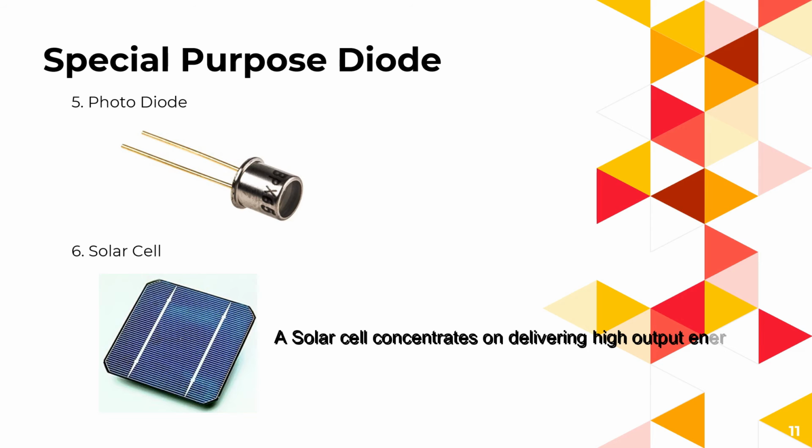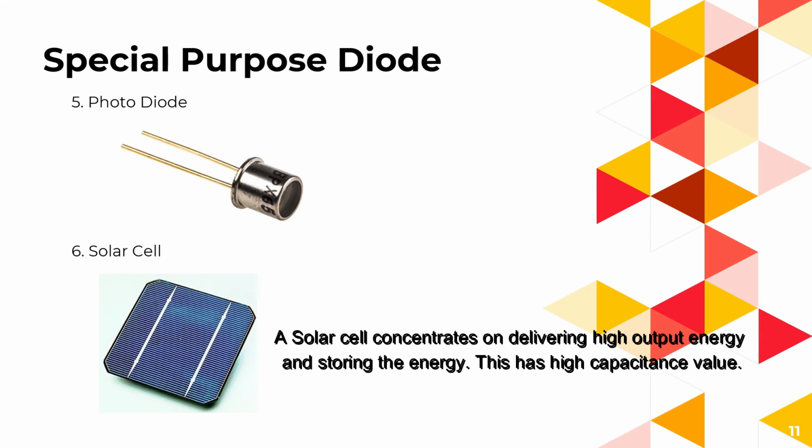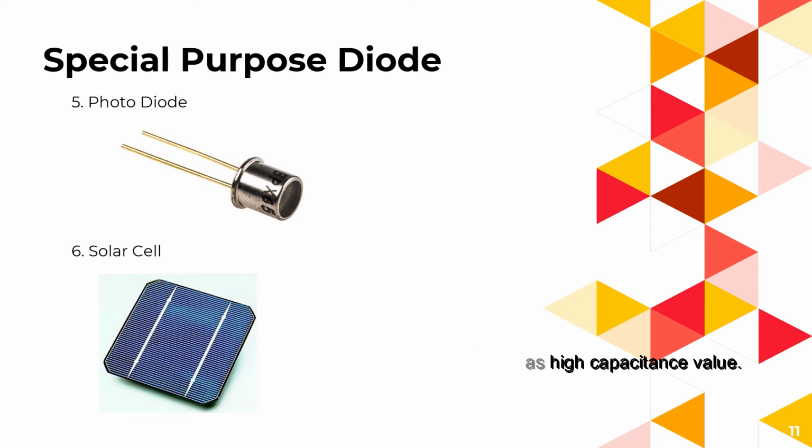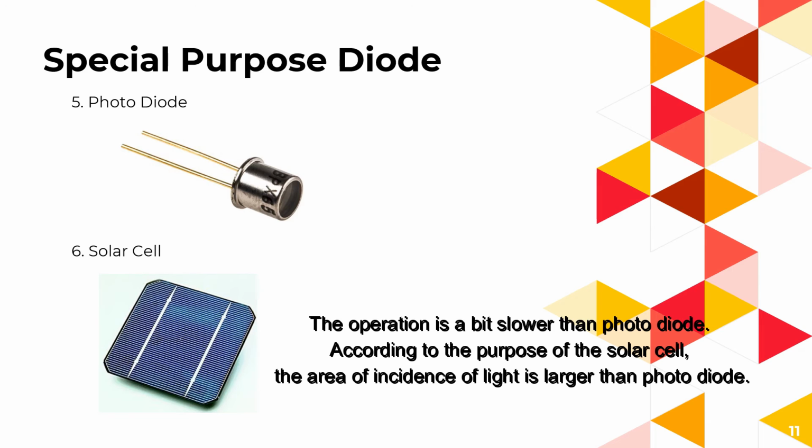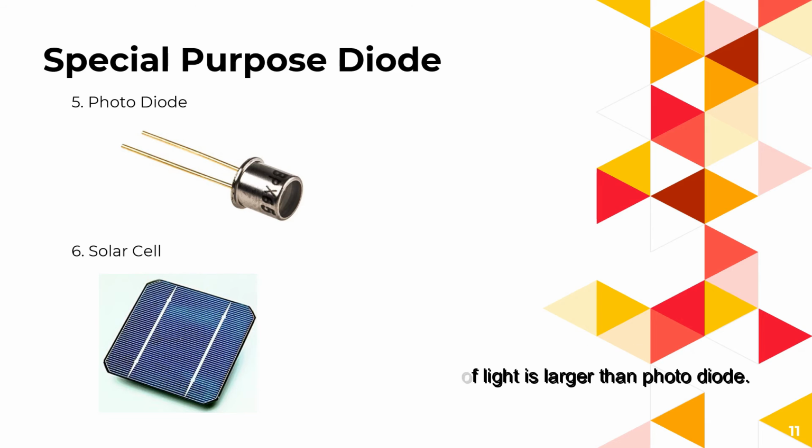A solar cell concentrates on delivering high output energy and storing the energy. This has a high capacitance value. The operation is a bit slower than a photodiode. According to the purpose of a solar cell, the area of incidence of light is larger than in a photodiode.